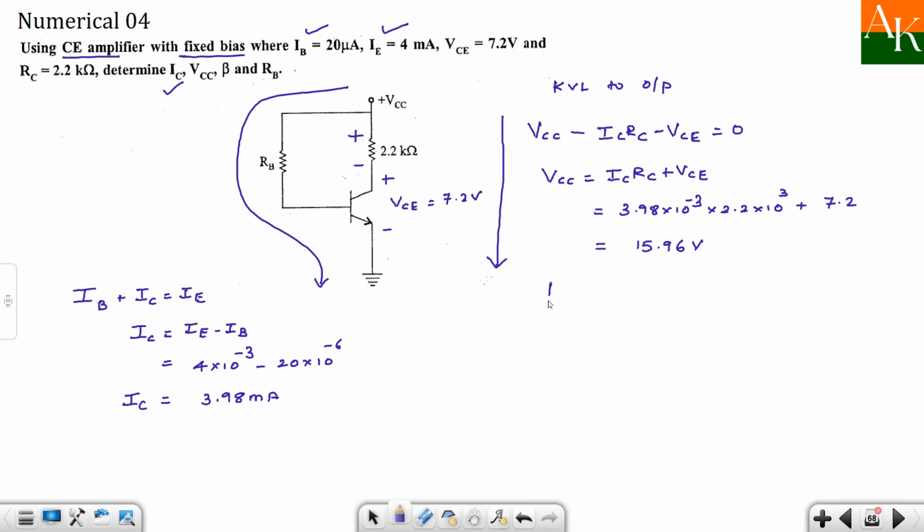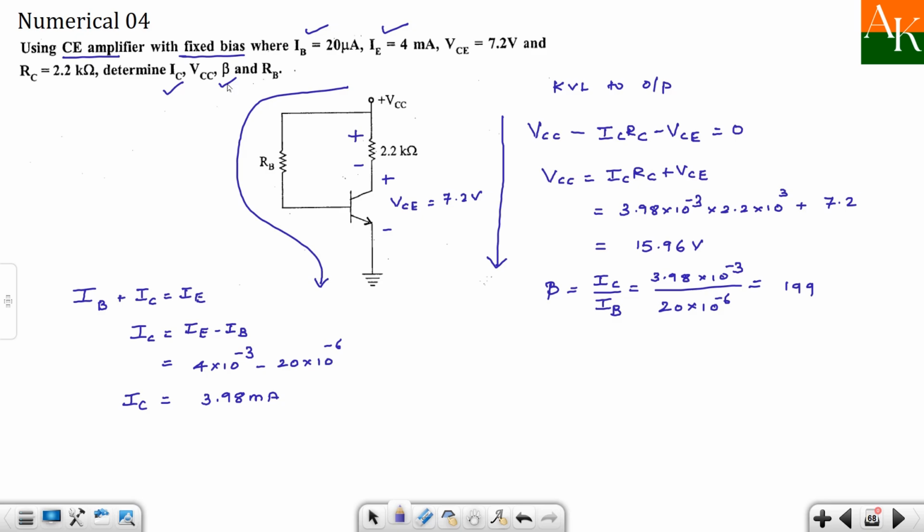Now we can calculate beta. And beta is nothing but IC by IB. क्या आपके पास IB है? Yes, IB है, IC है. So 3.98 milliampere divided by IB. IB is nothing but 20 microampere. So beta का value आपको मिल जाएगा. It turns out to be 199.